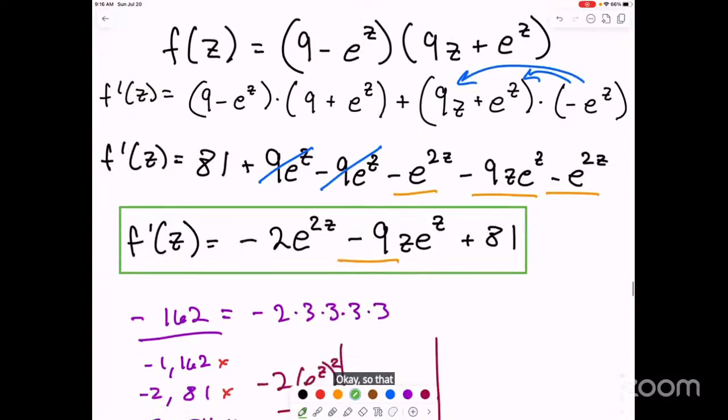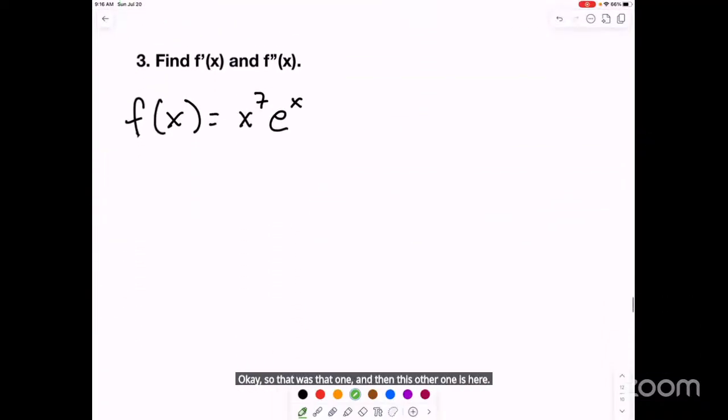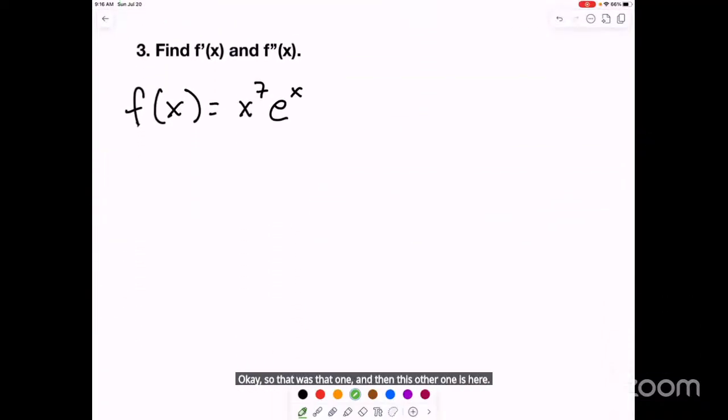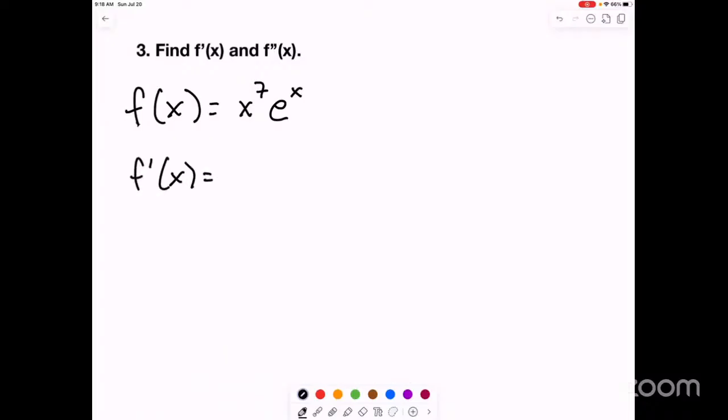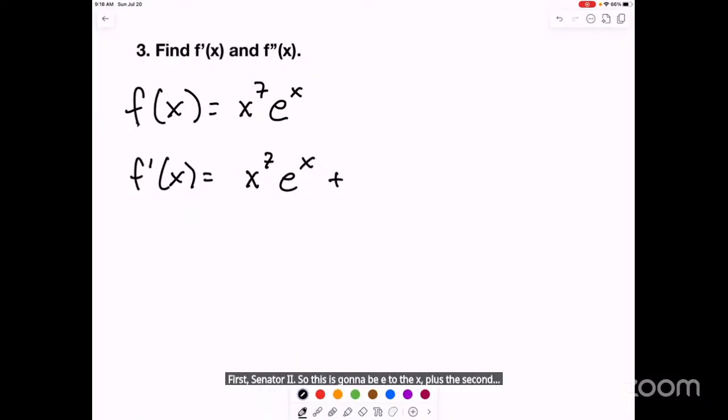Okay, so that was that one, and then this other one is here. So given this f, we're asked to find f prime and f double prime. So for f prime, we're going to take the derivative. We have to use the product rule. So that's the first, and that's a 7. First times the derivative of the second, so this is going to be e to the x, plus the second times the derivative of the first.